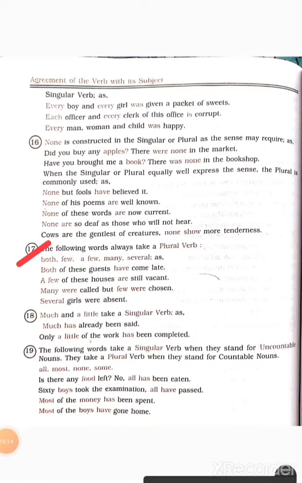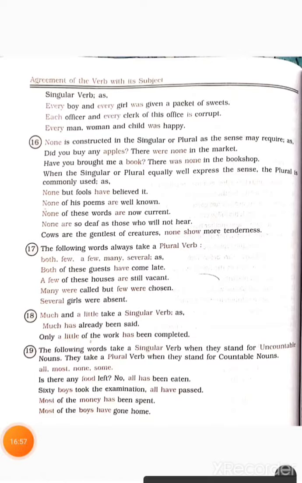The following words also always take a plural verb. For example, both, few, a few, many, several. These also I have explained to you. Again I am telling, both of these guests have come late, as both is there, so that is plural. A few of these houses are still vacant. Many were called out, but few were chosen. Several girls were absent. So several, many, a few, both, after these words we have to write plural verbs.